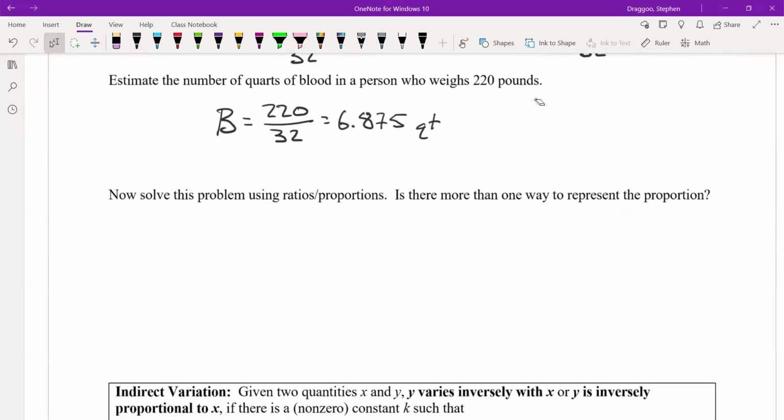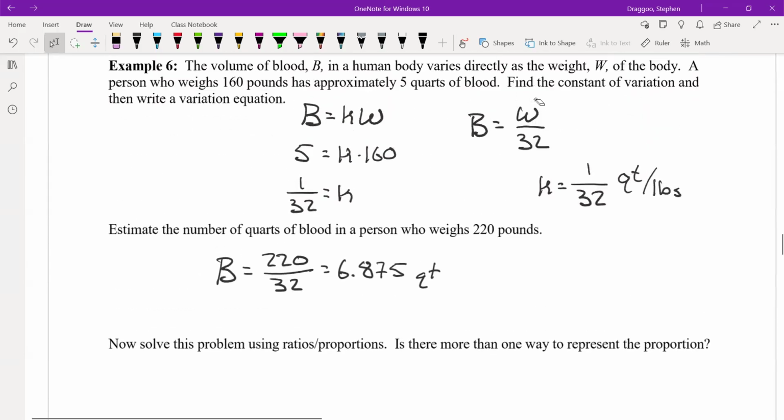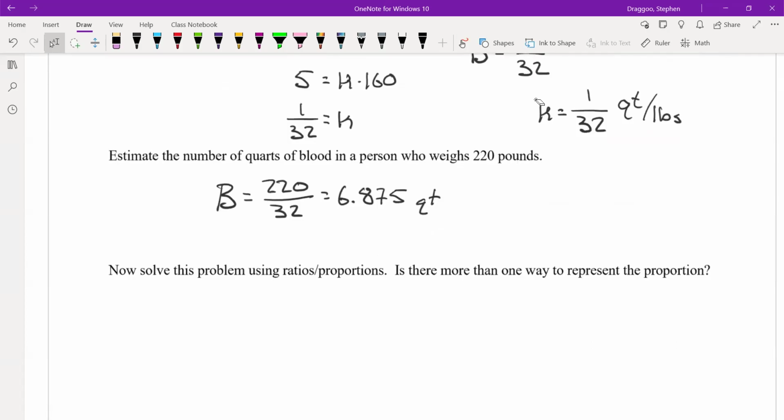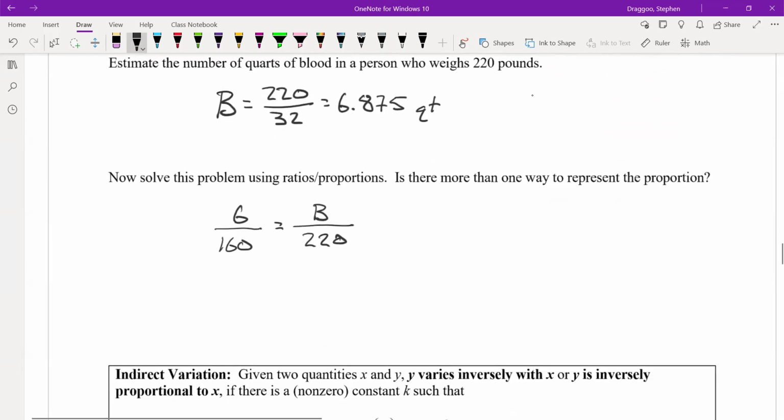All right, now solve the problem using ratios and proportions. So I think the idea here is that we could have set up an equation that might look something like the following. I could take person A, who had 6 quarts and 160 pounds, and set it equal to my unknown number of quarts per 220 pounds. And then I could solve this by cross multiplying. So this is solving the problem with proportions instead of the direct variation equation.